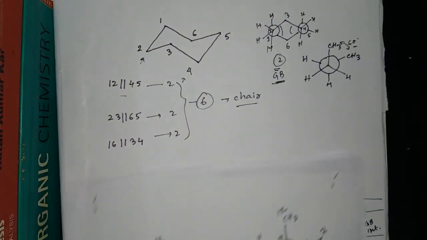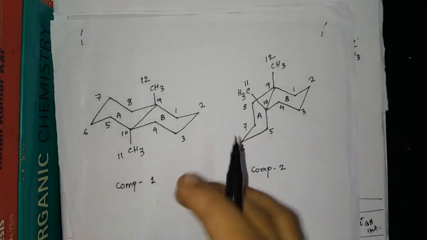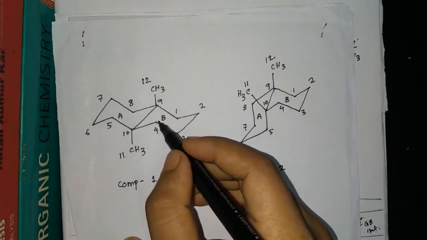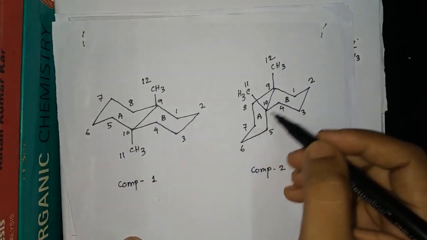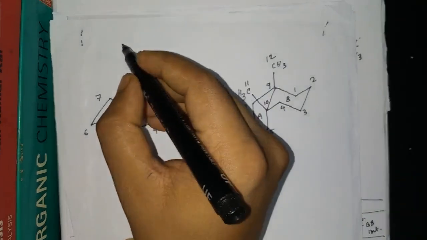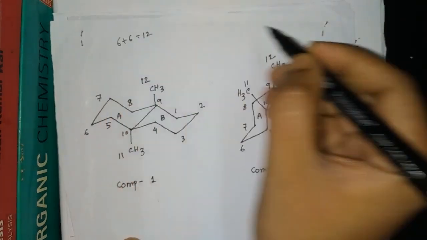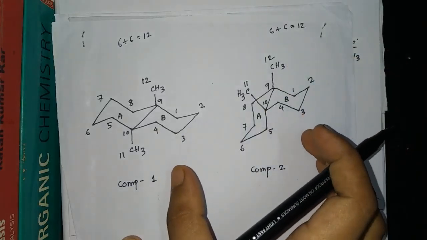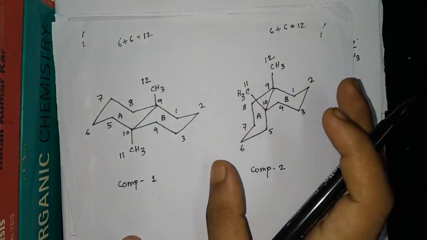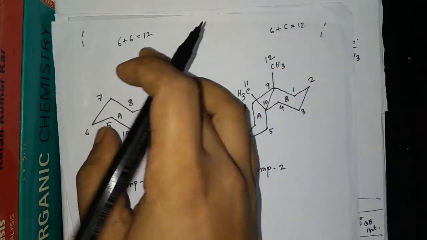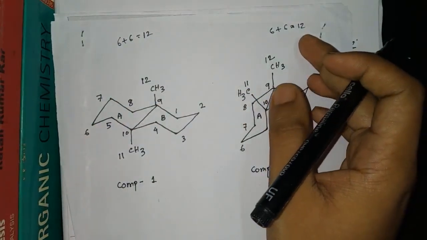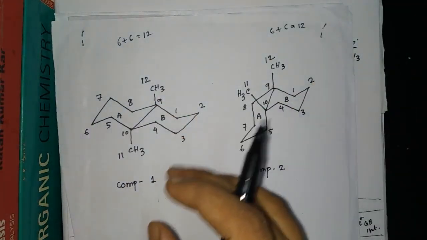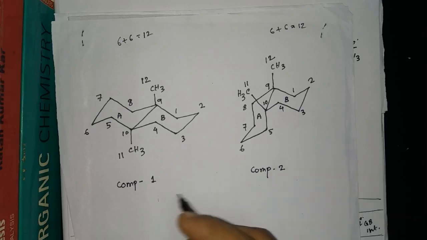I will not talk about these gauche-butane interactions in both cases, because both already have two chair rings. This is A and this is B, and both have two chair forms, and therefore 6 plus 6 equals 12 gauche-butane interactions for both cases. For comparison this is not mandatory to consider, because the 12 gauche-butane interactions do not play a role: both cases have 12, so the energy is the same. Now we have to calculate the other gauche-butane interactions present in compounds 1 and 2.